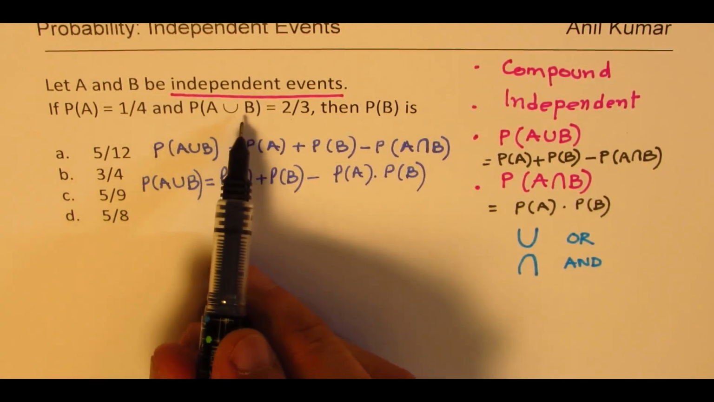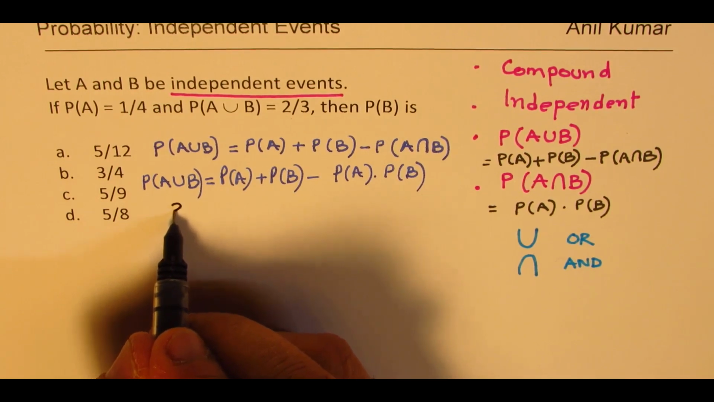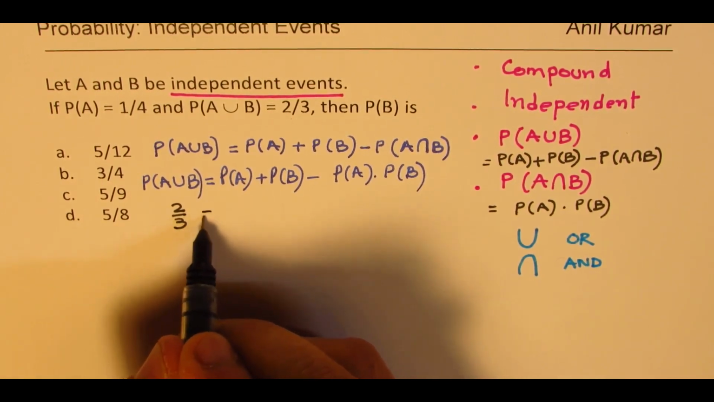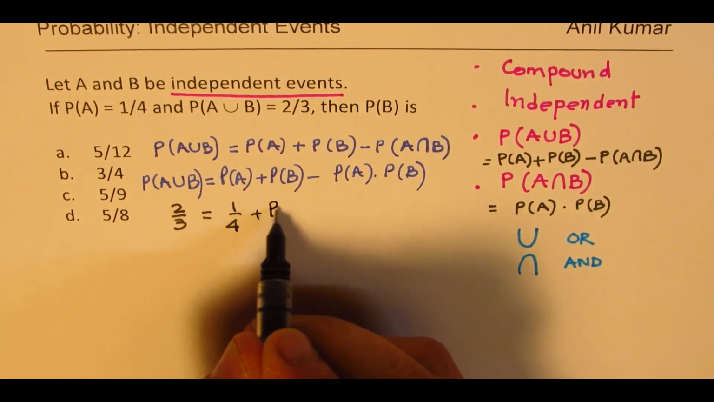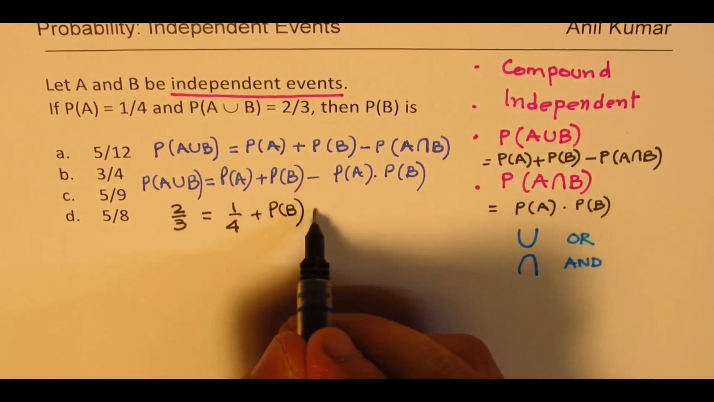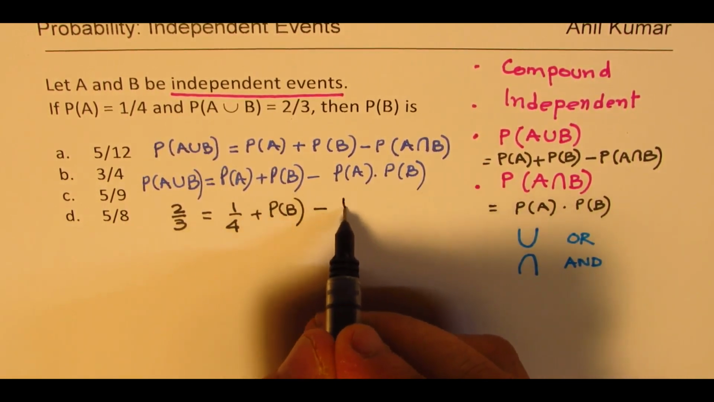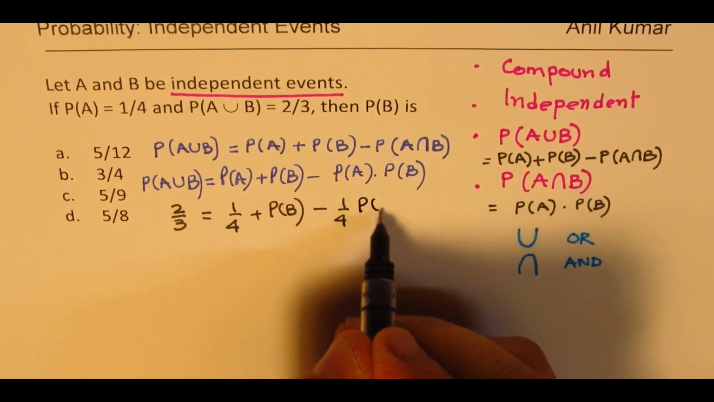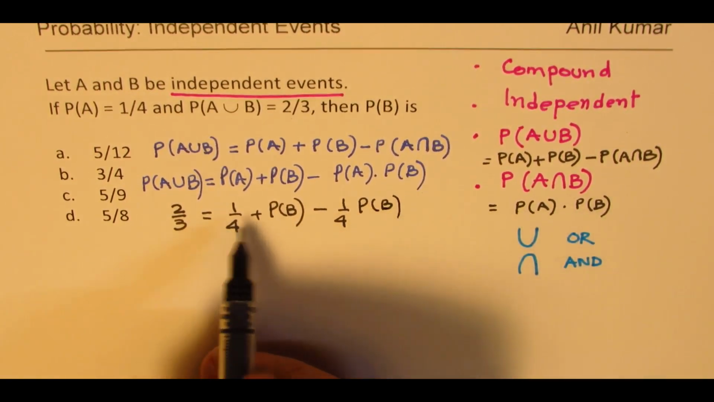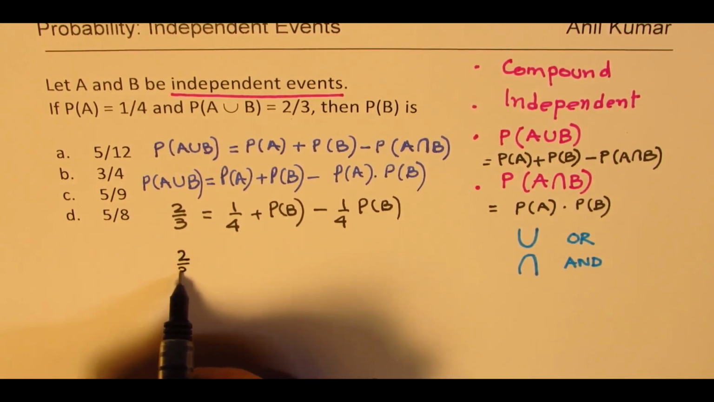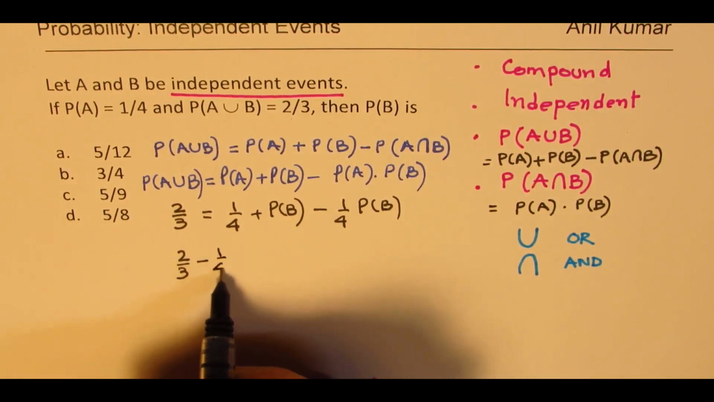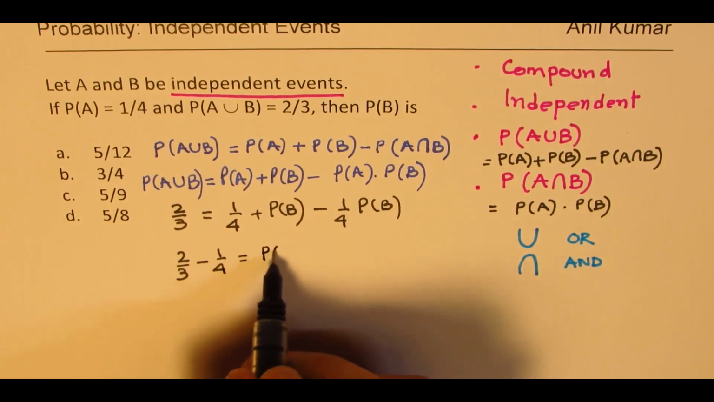We know probability of A union B is 2 over 3. Probability of A is 1 over 4. Probability of B we need to find. Here we know probability of A is 1 over 4 and probability of B we need to find. So we'll rearrange and then solve. So we have 2 over 3 take away 1 over 4 equals probability of B.